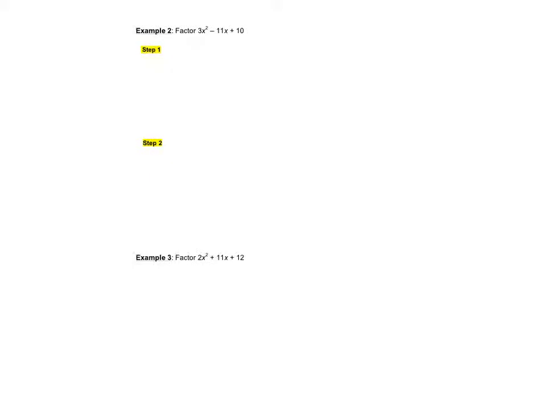Let's try the next one. Factor, all right. 3x squared minus 11x plus 10. So the product of A times C, 3 times 10, has to multiply to 30, and the sum is B, and B happens to be negative 11. So think of all the factors of 30.